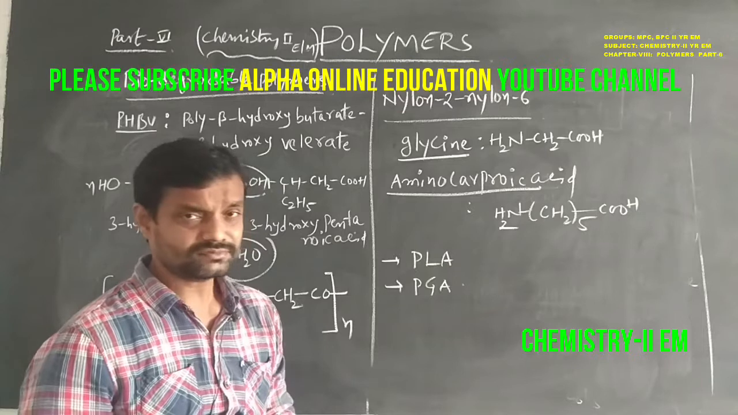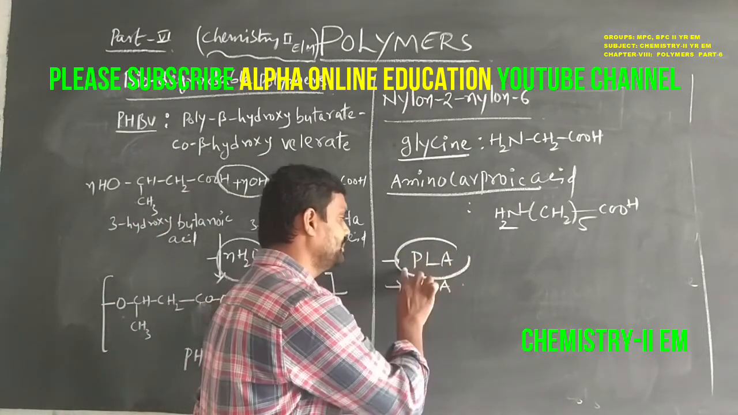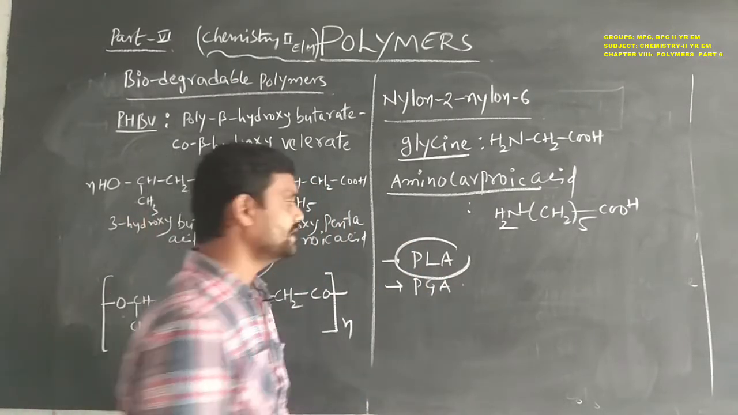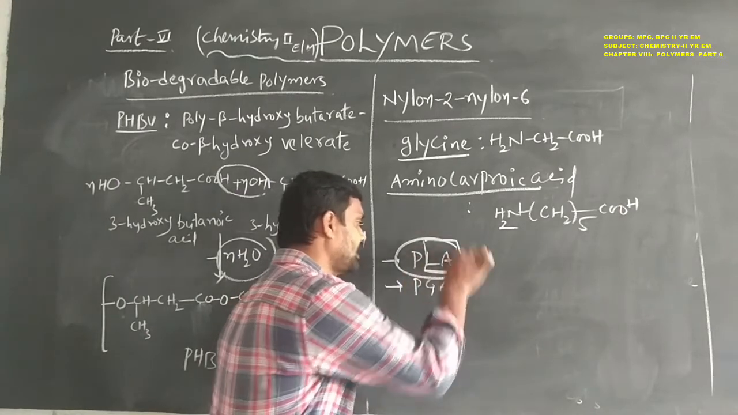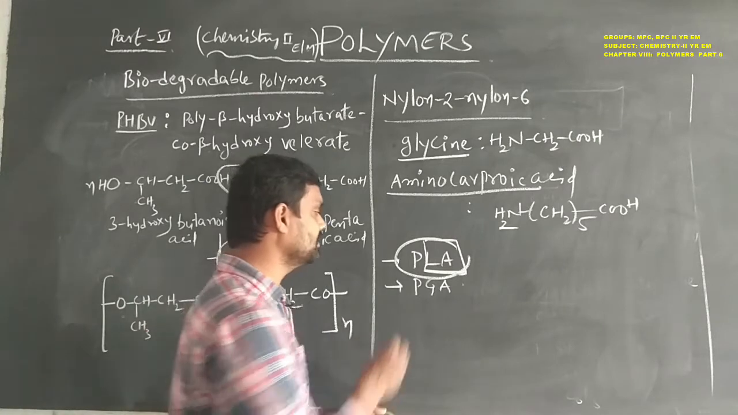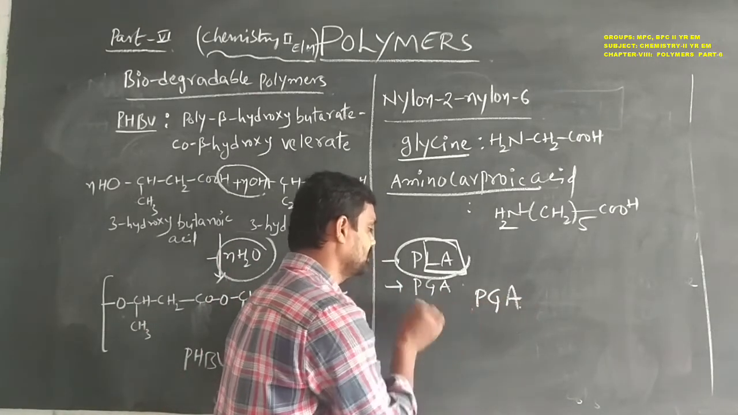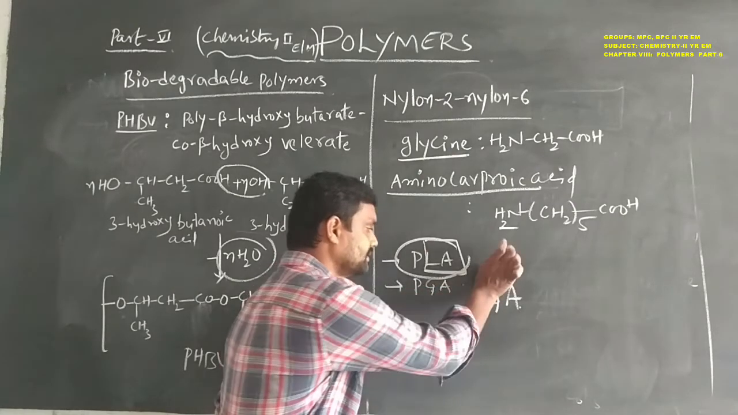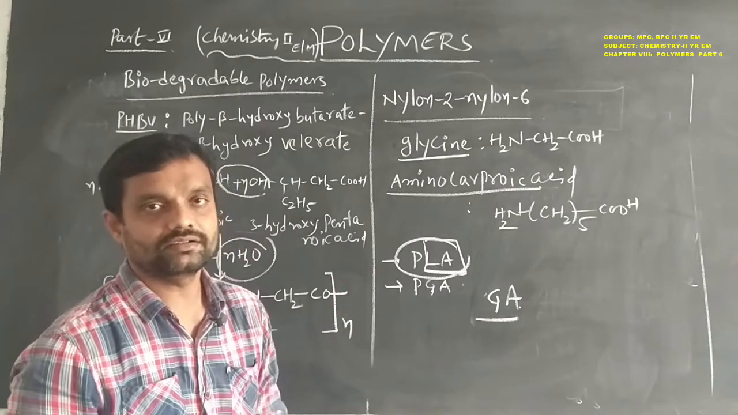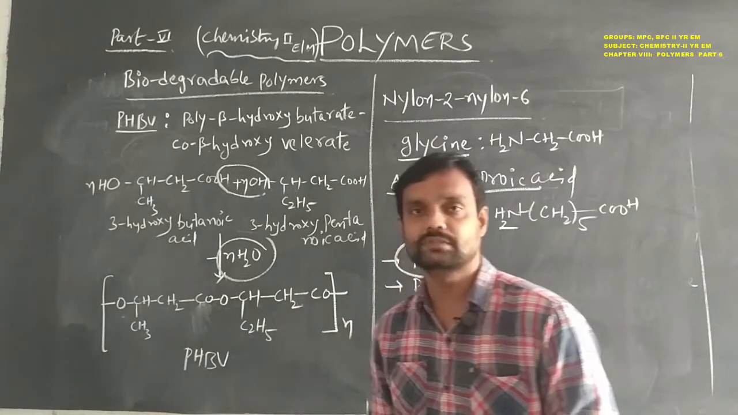Another example of a biodegradable polymer is polylactic acid. PLA means polylactic acid, and its monomer is lactic acid. Another example is PGA, polyglycolic acid, and its monomer is glycolic acid. So these are a few examples of biodegradable polymers.